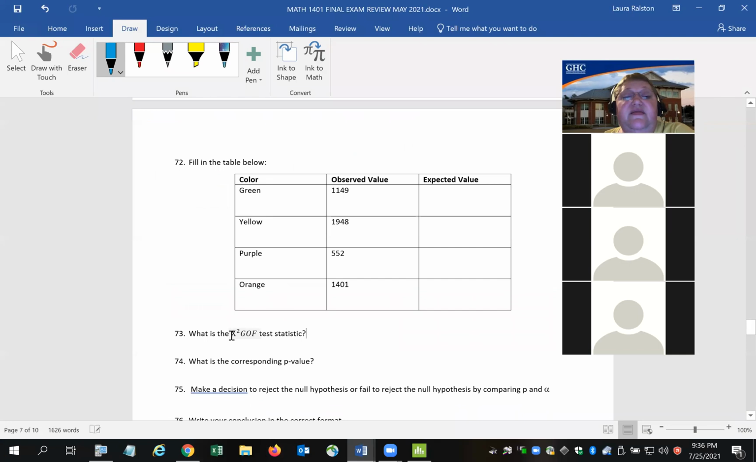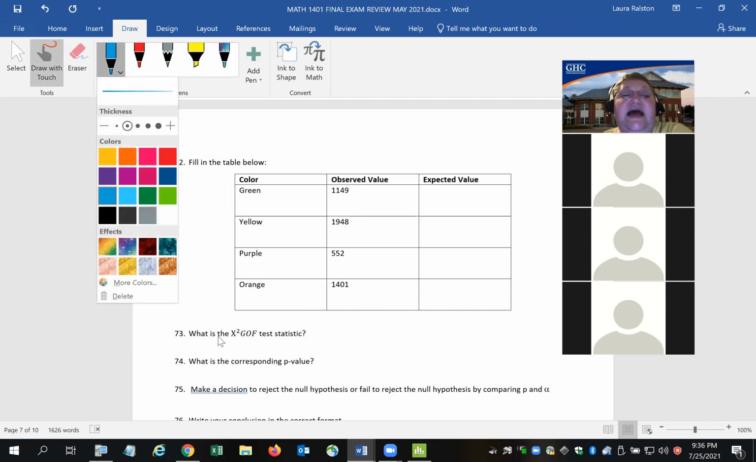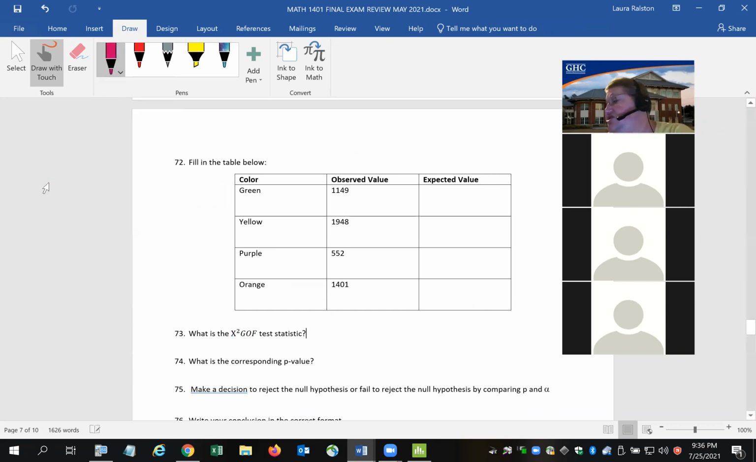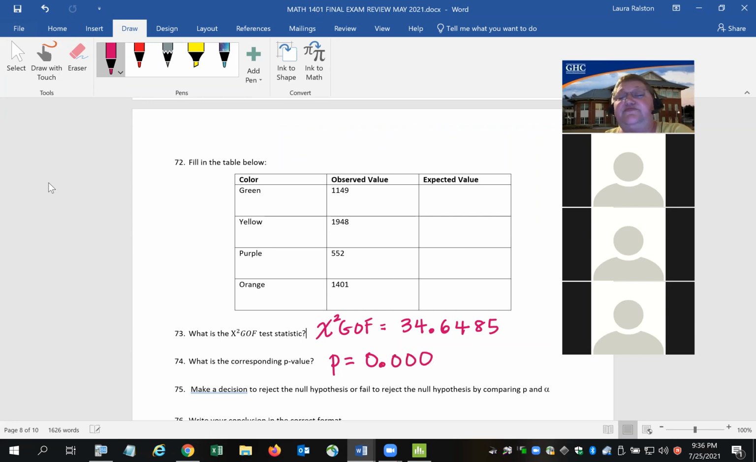Okay, so maybe it's this symbol that's throwing you off. That's this notation for chi-square goodness of fit. The chi is the Greek letter that looks like an X, and then GOF stands for goodness of fit. So I usually write it like this: chi-square goodness of fit is 34.6485. The p-value is 0.000.